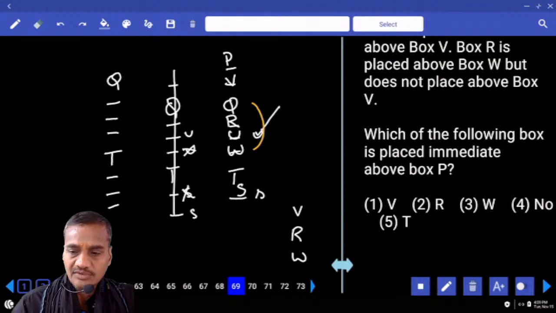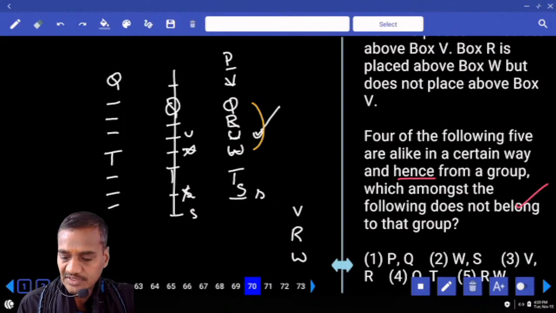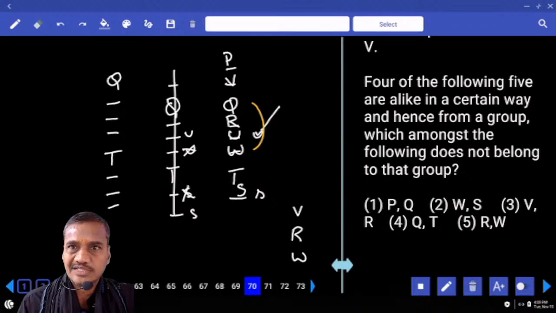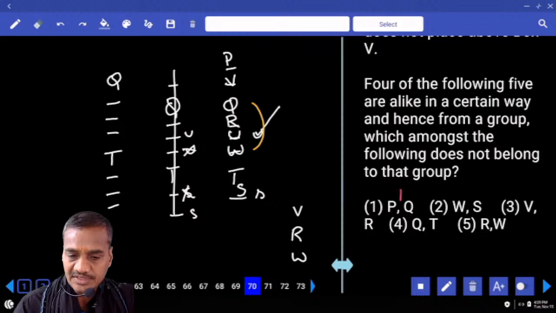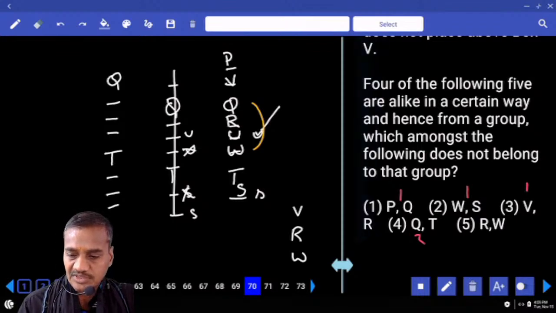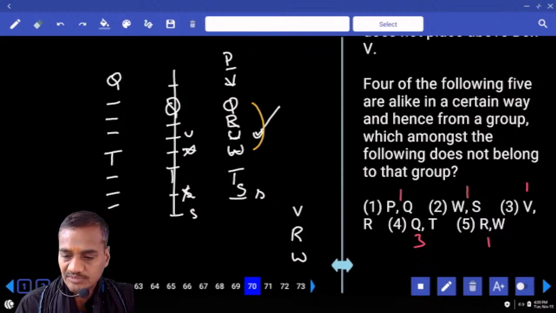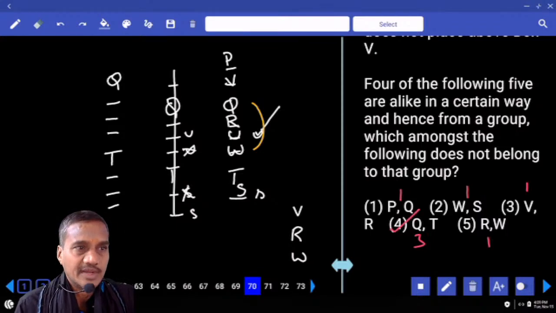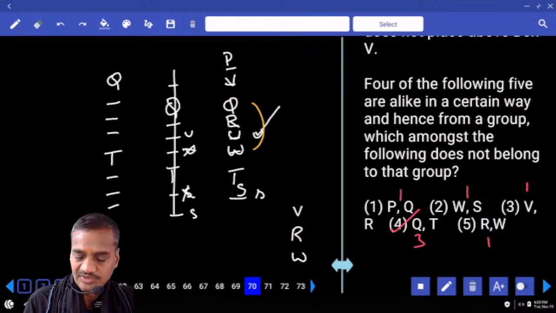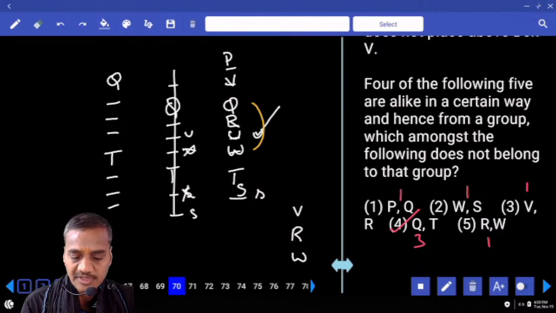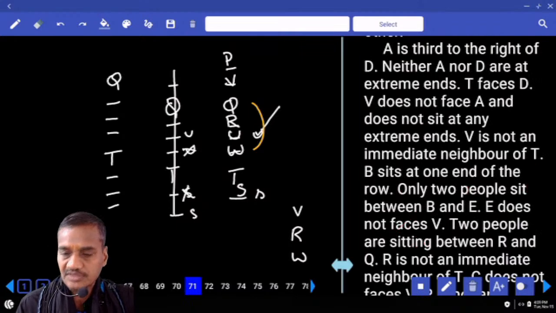Then 69. Which of the following boxes is placed immediately above this P? There is no box, that is choice 4. Question 70, and 4 out of the following is nothing but an odd one out. Between P and Q there is only 1 box, and W and S there is 1 box, and V and R there is 1 box, and Q and T, how many boxes? There are 3 boxes. R and W again there is 1 box. Except choice 4, in the remaining there is exactly 1 box between these 2. Choice 4 is the odd one. And this is about question number 66 to 70.